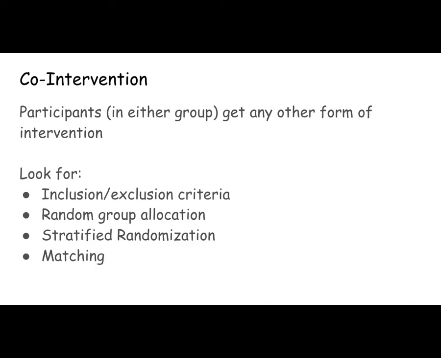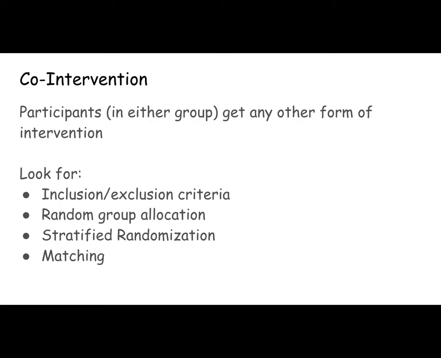Co-intervention is like contamination, except it's every other kind of intervention. So if you're doing a study on weight training and some of the participants take up another form of exercise, that is a kind of co-intervention. So things you're looking for are inclusion-exclusion criteria. So they may exclude people that are already involved in some other exercise group.